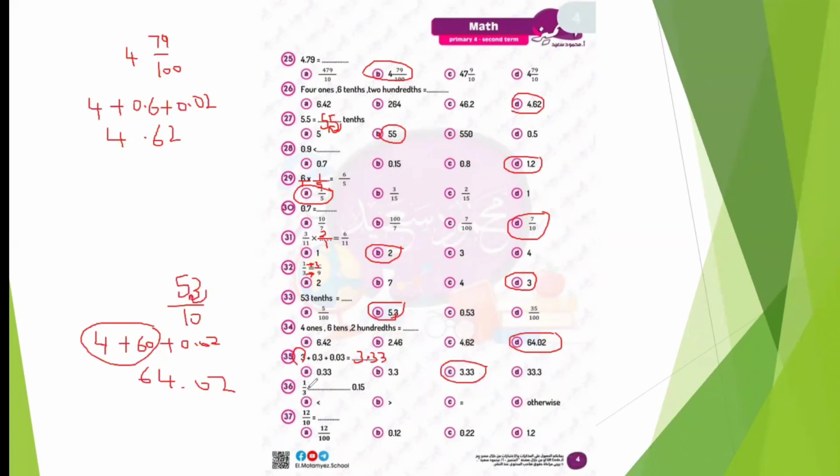36. Compare 1 out of 3 and 0.15. This is in fraction form and this is in a decimal form. Can I write this as a fraction? It will be 15 out of 100.